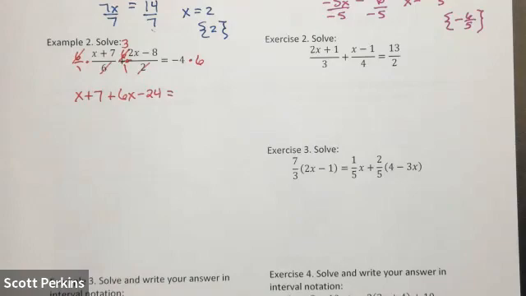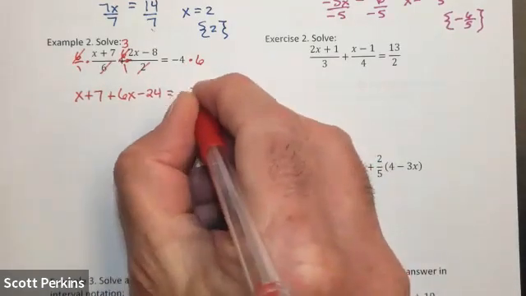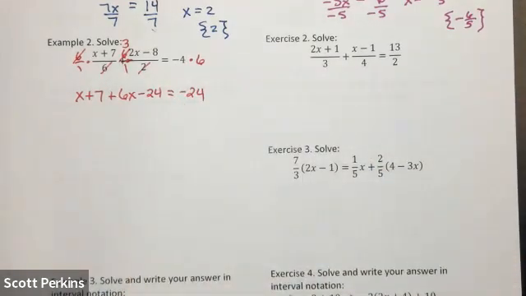On the other side of the equation, -4 times 6 is -24. That's the hard part. Once you've done that, though, this is just an equation like you're used to solving. And we're going to get all the x's on one side, all the numbers on the other side, and then we'll divide. Same thing every time.